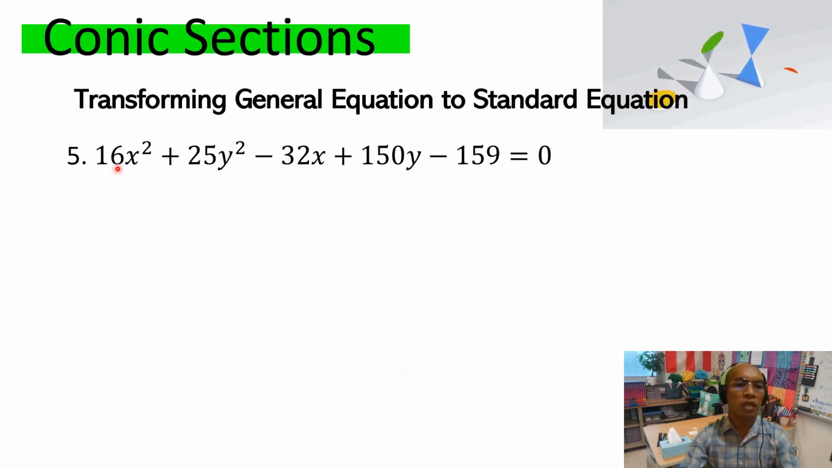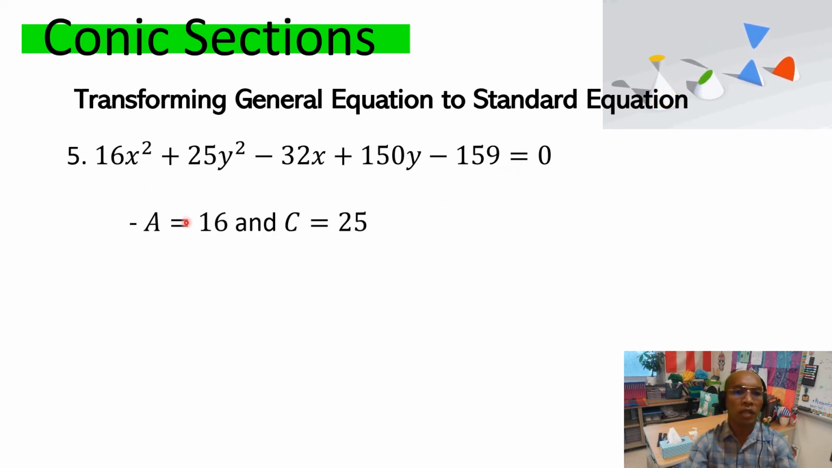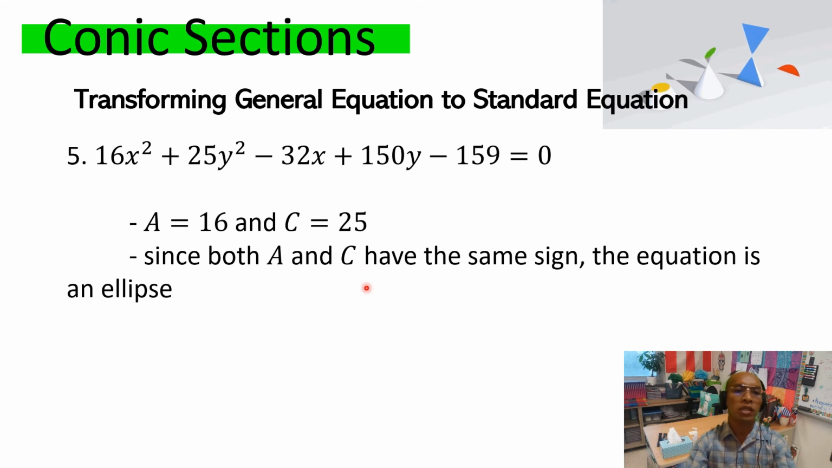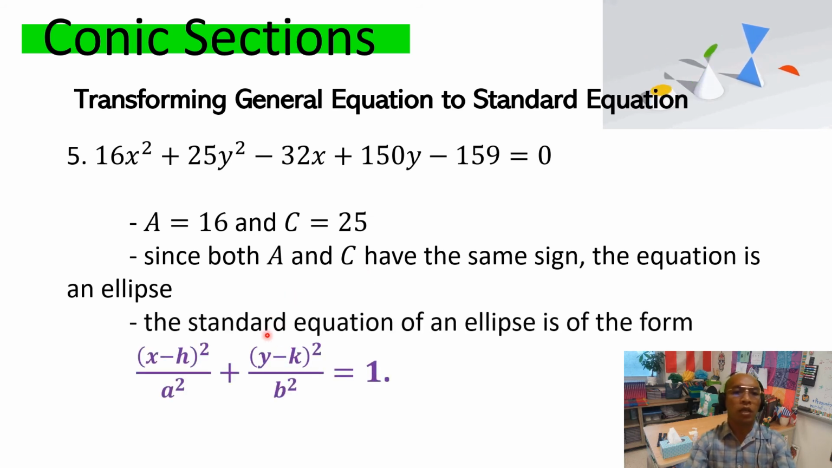So next, 16x squared plus 25y squared minus 32x plus 150y minus 159 is equal to 0. Our A is equal to 16, our C is equal to 25, and they are both the same sign and they are not equal. So therefore, this equation is an equation of an ellipse. So the equation of an ellipse is x minus h quantity squared all over a squared plus y minus k quantity squared all over b squared is equal to 1.